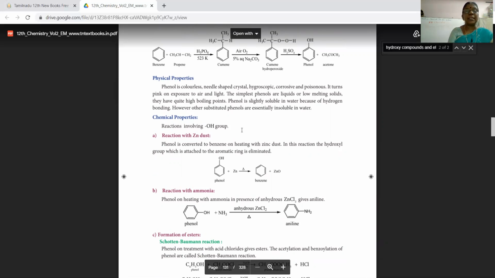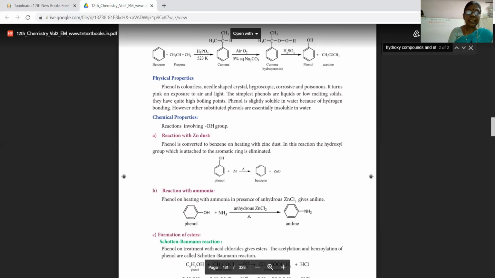Next are the physical properties. Phenol is a colorless needle-shaped crystal, hygroscopic, corrosive as well as poisonous. It turns pink on exposure to light and air. The simplest phenols are liquids with low melting point, or otherwise they are low melting solids. They have quite high boiling points. Phenol is slightly soluble in water because of hydrogen bonding. However, the other substituted phenols are essentially insoluble in water.